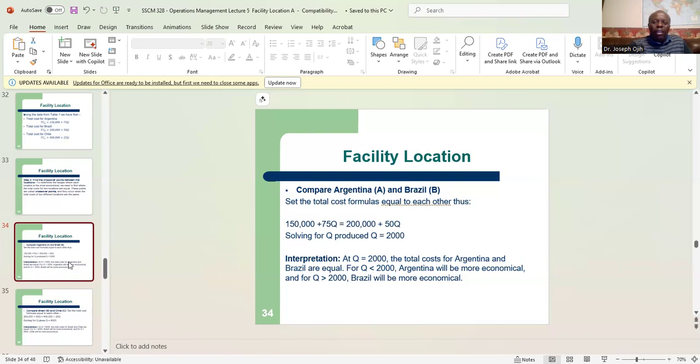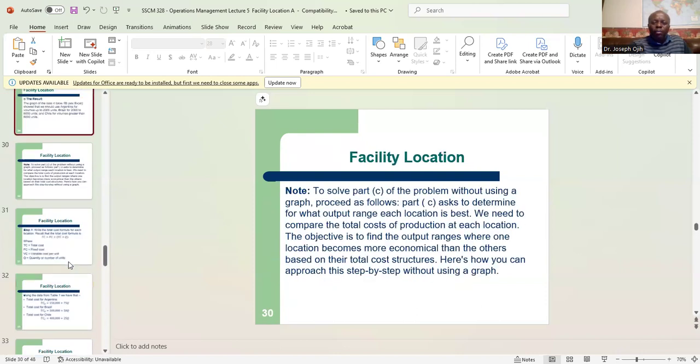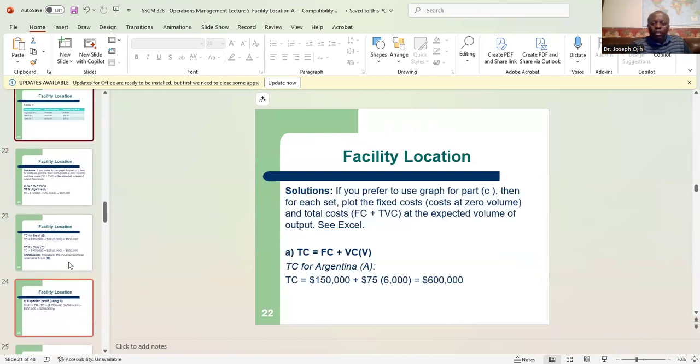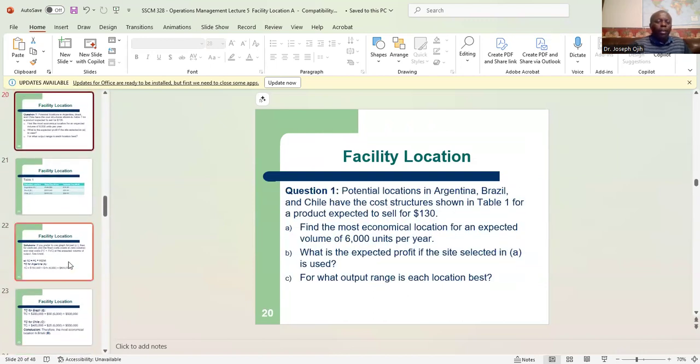Okay, but as a matter of fact, I'll only be interested in the two parts of the questions. When I ask you a question on this, I'll be looking for only part A and part B. Find the most economical location for an expected volume of 6,000. What is the expected profit? That's where I'll be focusing, which is what we did there on the table right here.